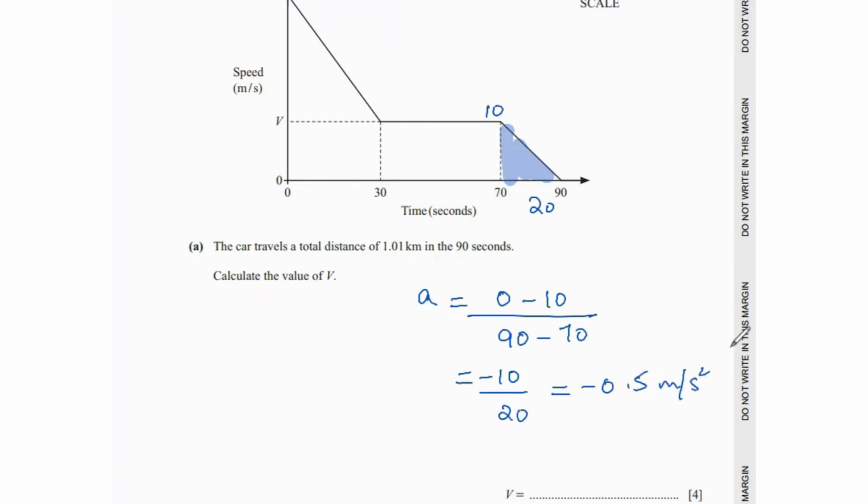So that is your deceleration. You can skip the negative sign because it already says that it's deceleration, so you can even write it as 0.5 meters per second squared. That's also going to be correct.